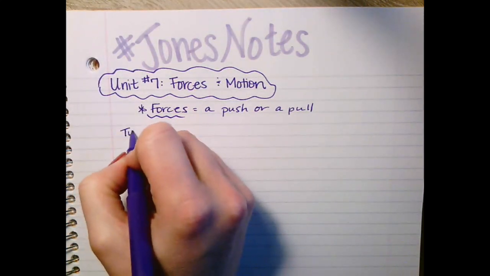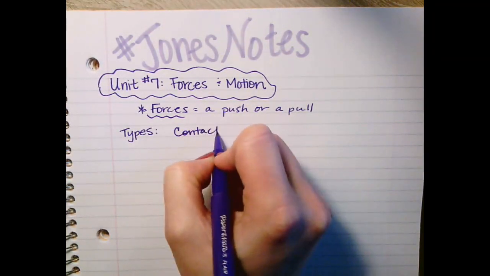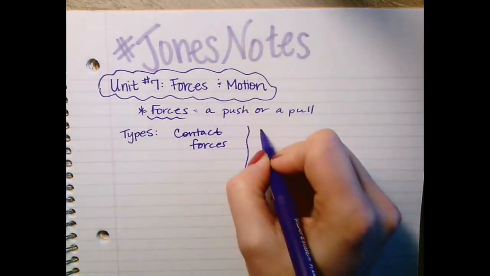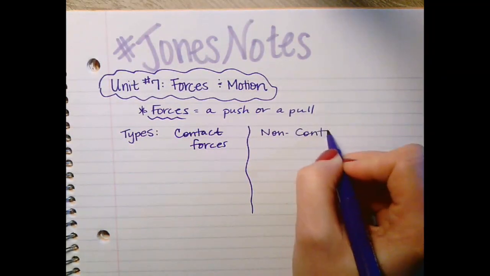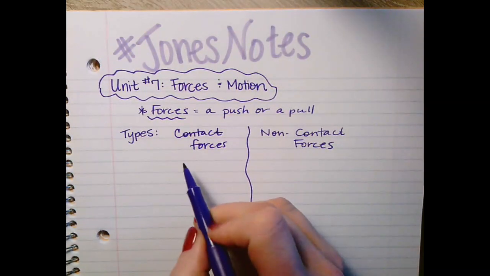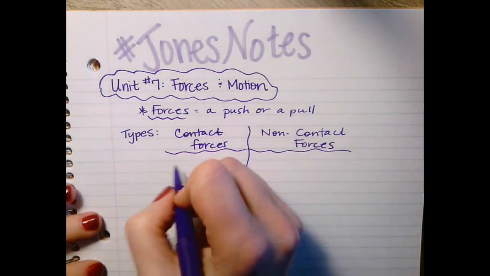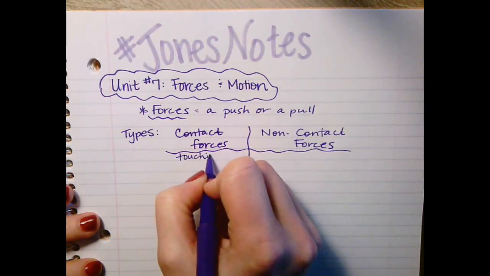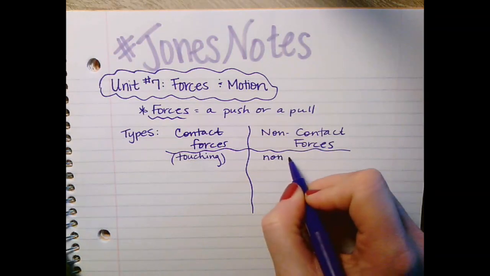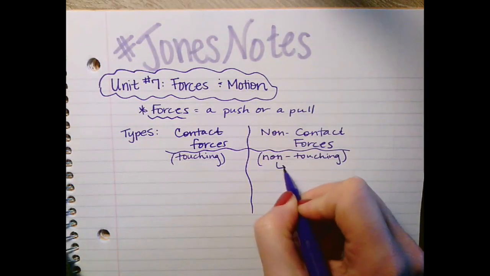There are two types of forces that we really focus on. Those would be contact forces and non-contact forces. So we're going to make a little T-chart here. For contact forces, that's when you are touching them. So this is where the forces are touching. Where non-contact forces would be non-touching objects, which we then would call a field.